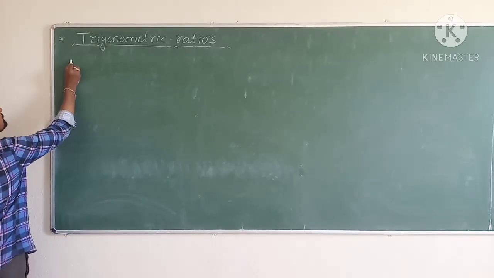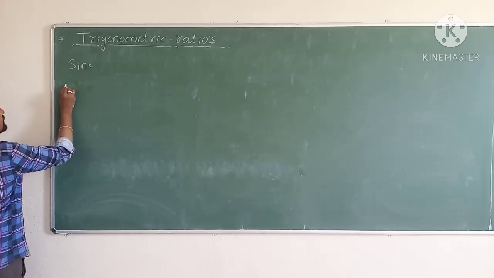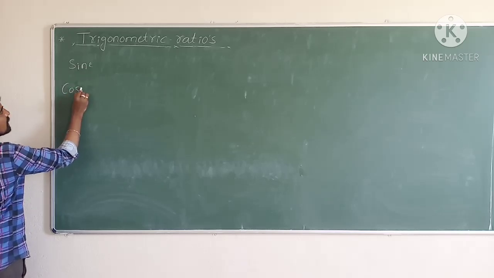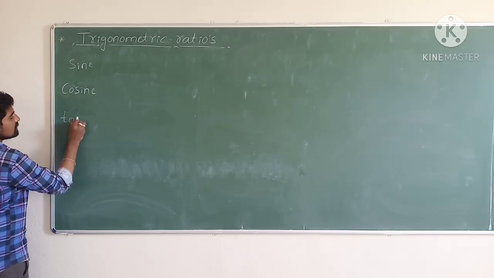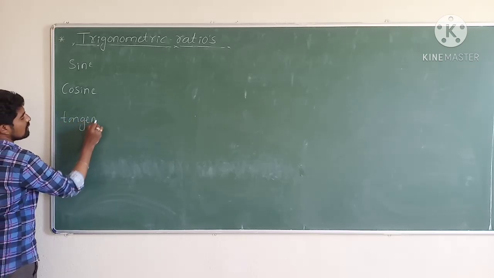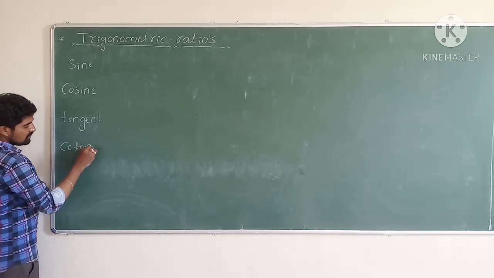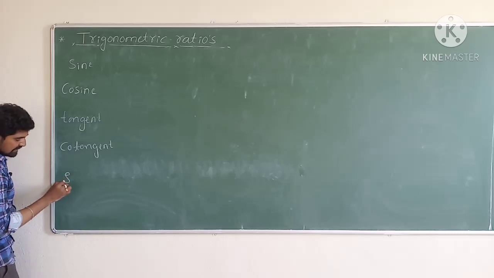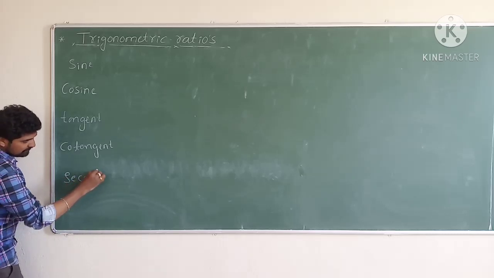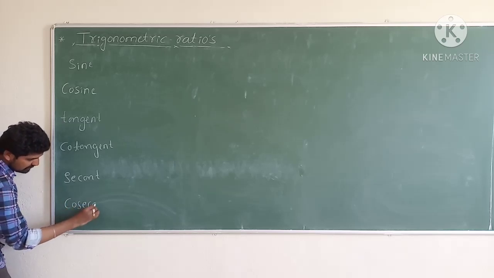The first one is sine, the second one is cosine, the third one is tangent, the fourth one is cotangent, the fifth one is secant, and the sixth one is cosecant.